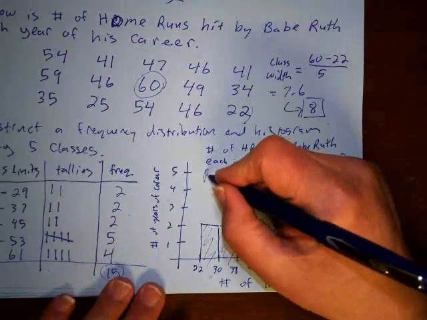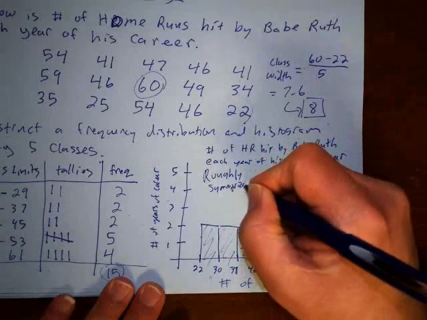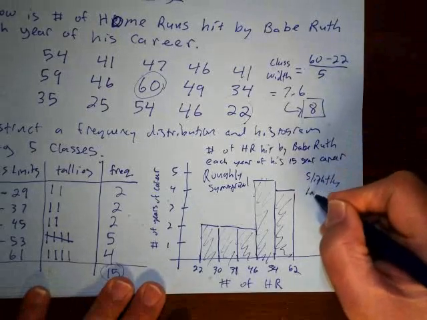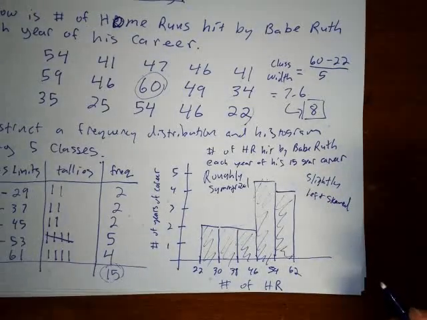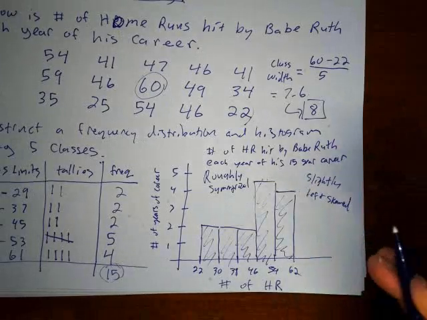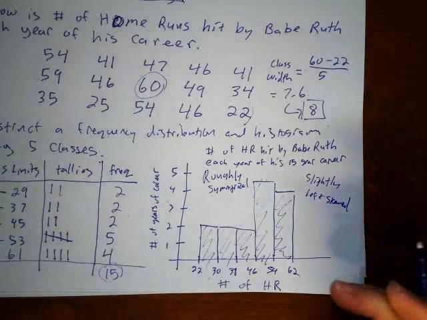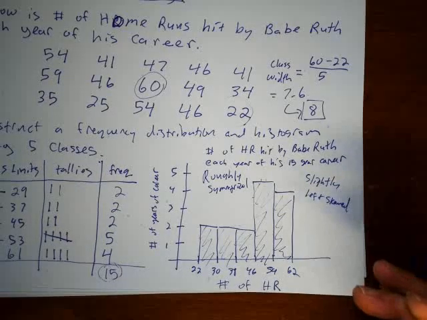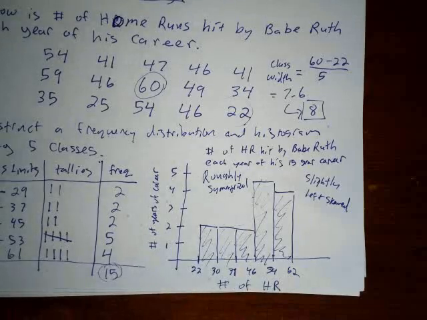You could say something like roughly symmetrical, even though this does not look symmetrical at all, or something like slightly left skewed. And sometimes it's really a judgment. You can't really tell, but on a quiz or a test or whatever, I'll try to have it extreme enough that it's pretty clear which one you should say that it is. Okay, so that's a nice data set, and it's kind of fun if you like baseball.